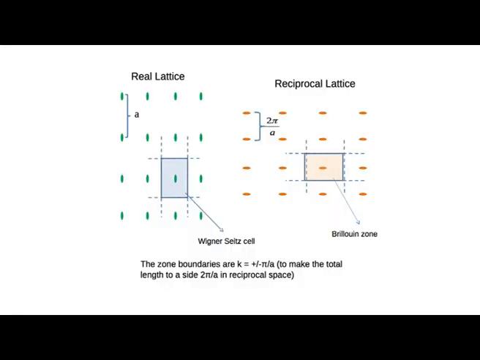Based on the earlier classes, we know that a real lattice having an inter lattice point spacing of say A, when done in the reciprocal lattice, will have an interplanar spacing of 2 pi by A. And similarly, extending that, a real lattice unit cell, which we call the Wigner-Seitz cell, in the reciprocal lattice also you will have a similar unit cell, which we call the Brillouin zone.